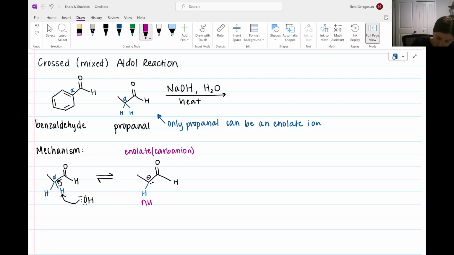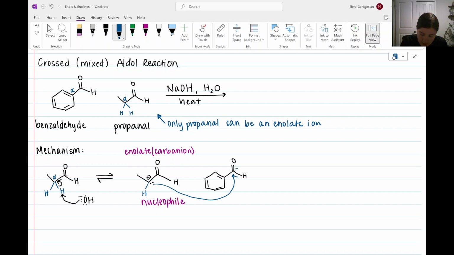This is a nucleophile, has electrons to give away. If this is in the presence of benzaldehyde, well, we have our electrophilic carbon in benzaldehyde in that carbonyl. So this nucleophilic carbon can create a bond to the electrophilic carbon, and we break that pi bond. So now we've taken two different carbonyl containing molecules and created a new carbon-to-carbon bond between them.